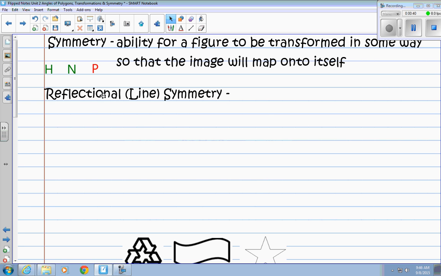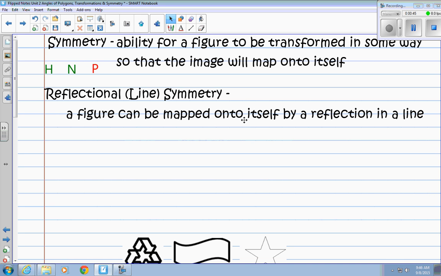We have two types of symmetry. We have what's called reflectional or line symmetry, and this is where a figure can be mapped onto itself by a reflection in a line. So we have some figures right here. These all contain reflectional symmetry. There's one line of symmetry through the capital letter A. A butterfly has line symmetry, and so does the star. That's the most common type of symmetry.